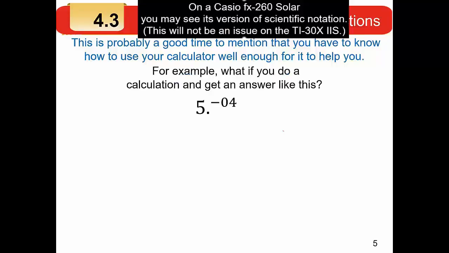For example, if you press the right combination of buttons on your calculator, you might get something that looks like this: a number with an exponent, that might in this case be something like 5 to the minus 4, or 5.04. If you see something like that pop up on your calculator, what does it mean? Basically, it's the calculator's version of scientific notation.